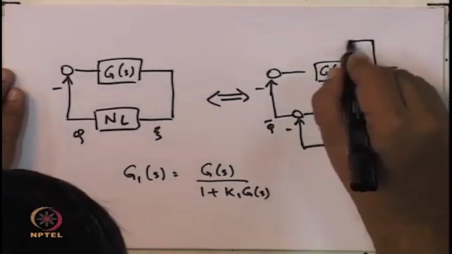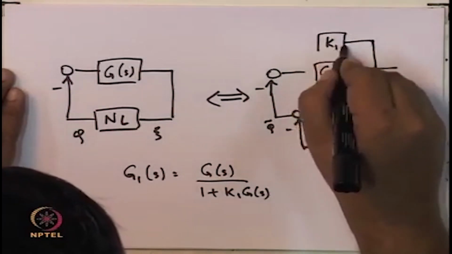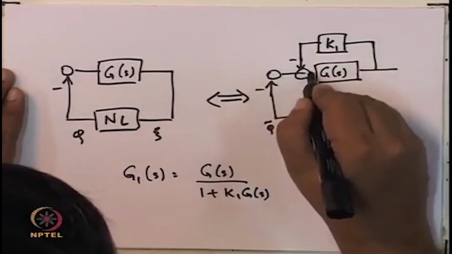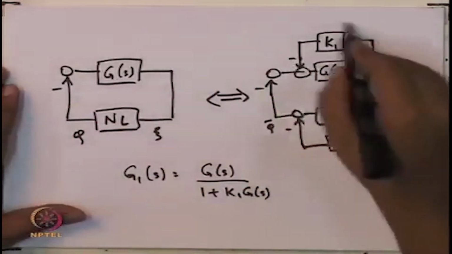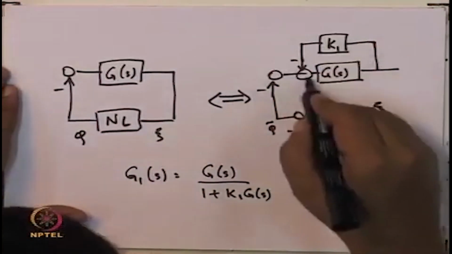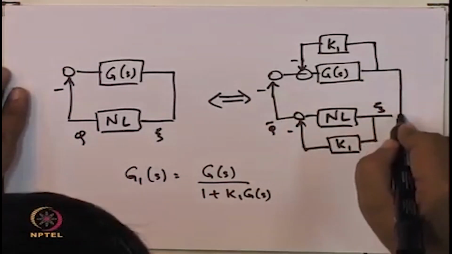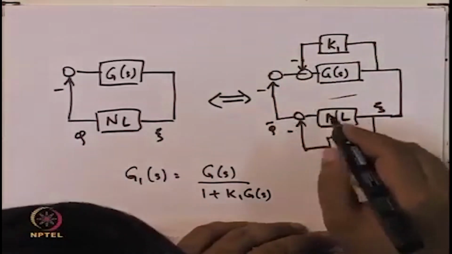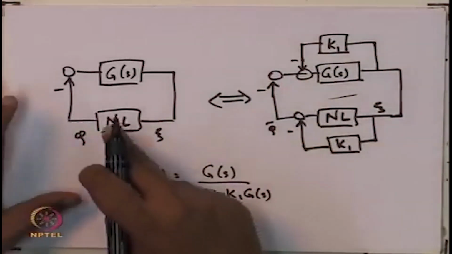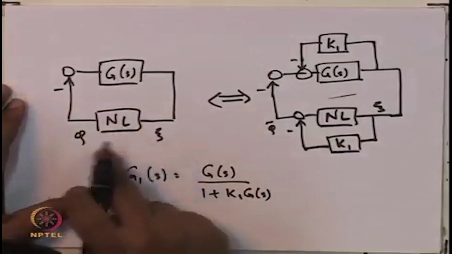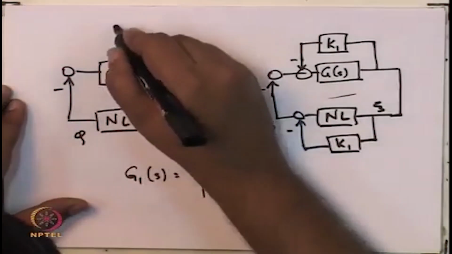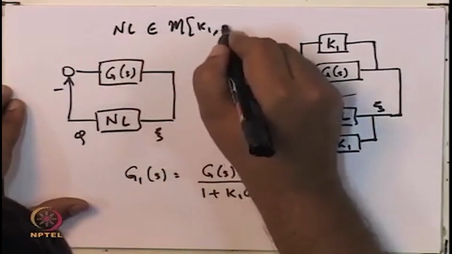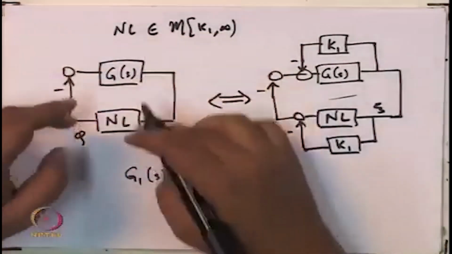What that means is you have this feedback structure, G(s), fed back with K1(s), and this resulting system. So, when you put G(s) with this nonlinearity, this nonlinearity is in the K1 infinity sector.